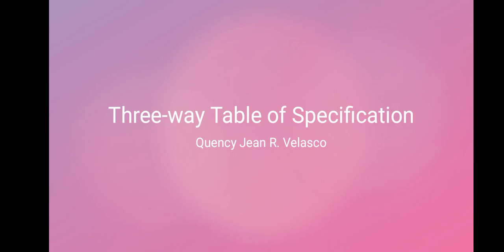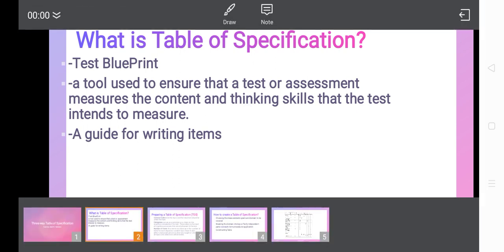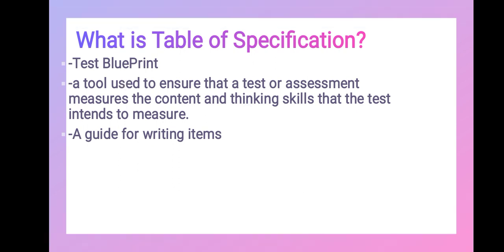But let us first define what a table of specification is. A table of specification is a test blueprint. It is a tool used to ensure that a test or assessment measures the content and thinking skills that the test intends to measure. It is a guide for writing items.